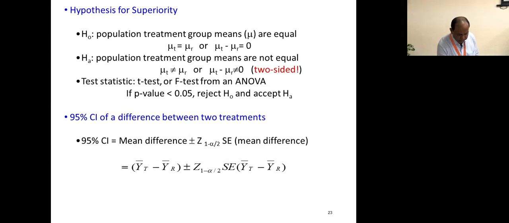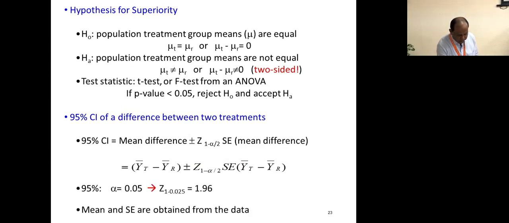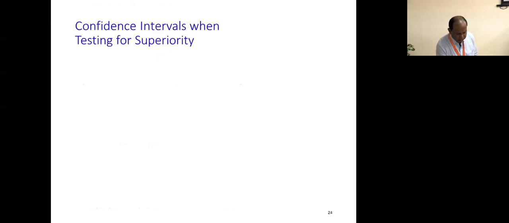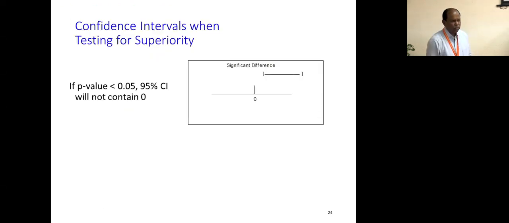Every software gives you this, and it's easy to do. This is what you should get. In a superiority trial, I remember I highlighted the 0, the null hypothesis value. The null hypothesis value is 0. In a superiority trial, one is better than the other. So your confidence interval should avoid the 0 to say one is better than the other.